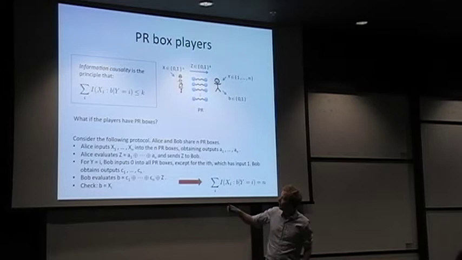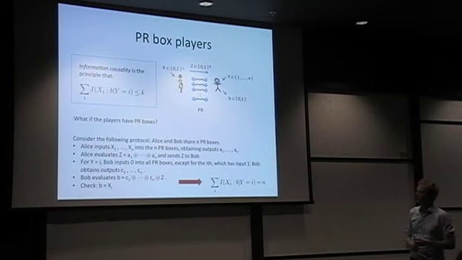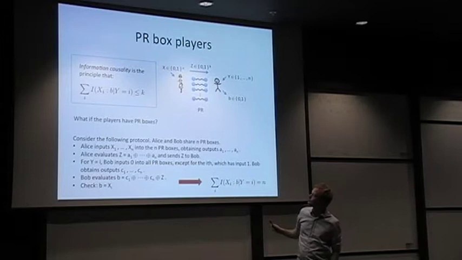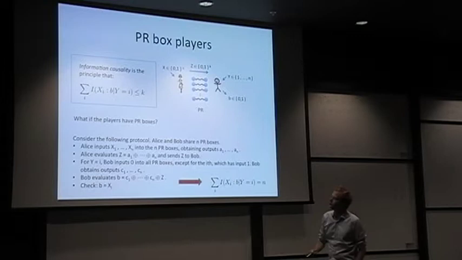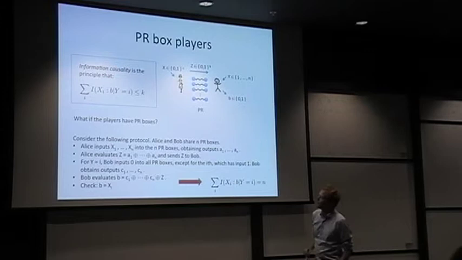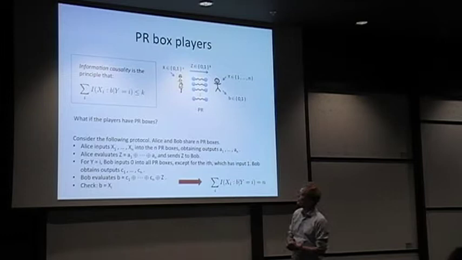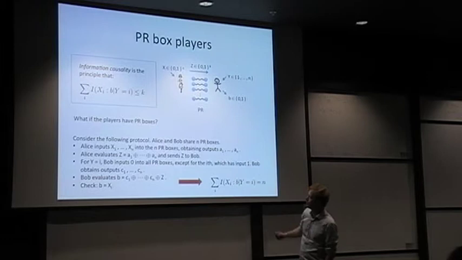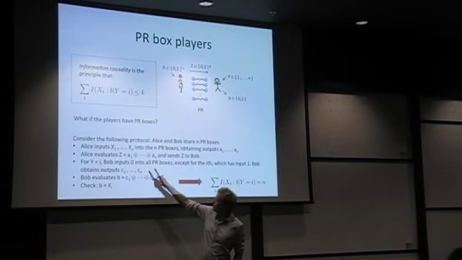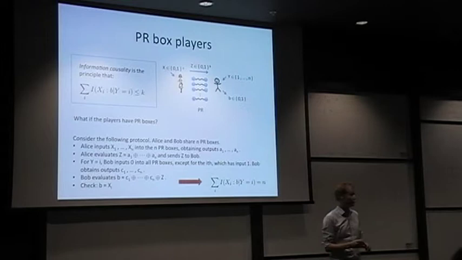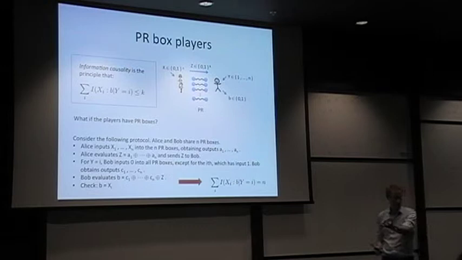The left-hand side evaluates to the algebraic limit of the expression. Here's how they do that. Consider the following protocol. Suppose that Alice and Bob share n of these PR boxes between them. Alice is simply going to input the bits x1 to xn into her halves of the n PR boxes, and after she's done that, she'll obtain outputs from those boxes, call them A1 to An. Then she evaluates the sum mod 2 of all of those A's, call that Z. So actually Z is just a single bit here, she doesn't even need Z to be k bits, one bit will do. And she sends that to Bob.